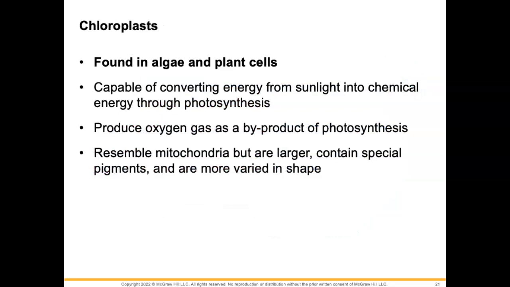Chloroplasts, I think this is the only slide we'll ever talk about chloroplasts. They're found in algae and plant cells, and basically give the cell the ability to convert energy from sunlight into chemical energy through photosynthesis. They produce oxygen as a byproduct of photosynthesis. Chloroplasts actually resemble mitochondria, but they're larger and contain special pigments.